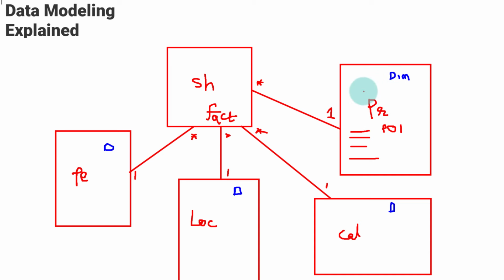So product information is owned by the product dimension table. Date information is owned by the calendar table. Location information is owned by the locations table. Another handy clue, and this is really important when it comes to understanding and implementing a proper data model, is to look at the nature of these tables.